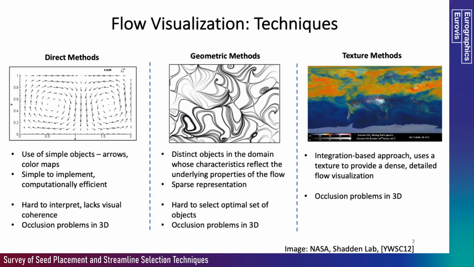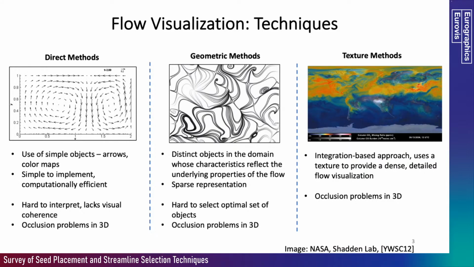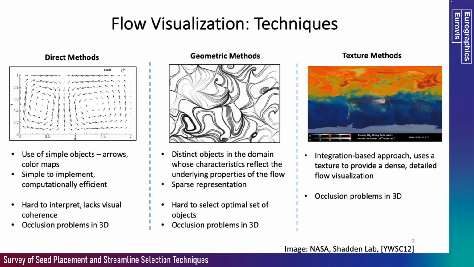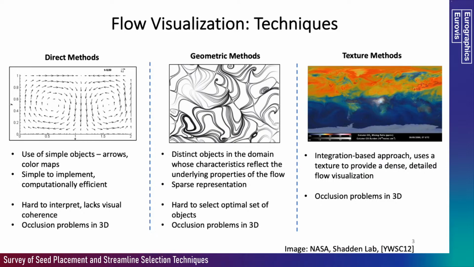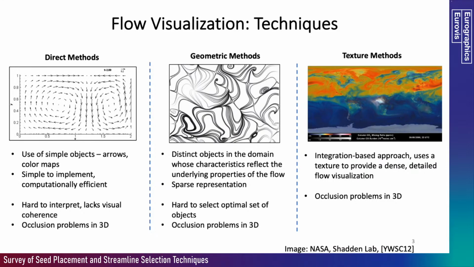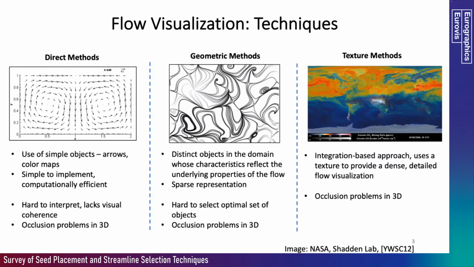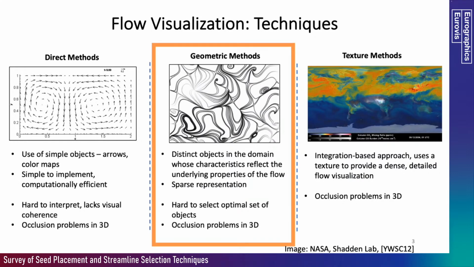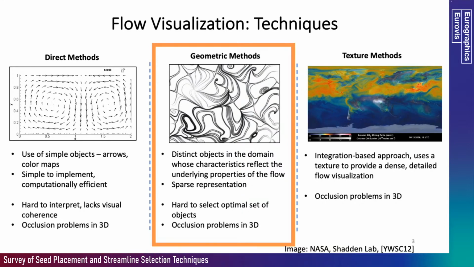Typically, a sparse number of these distinct objects suffice, but identifying where these objects should be placed is hard. Texture methods are an integration-based approach which use textures to provide dense, detailed flow visualizations. During this talk, we'll be focusing on geometric methods, and in particular, the problem of selecting the optimal set of objects.